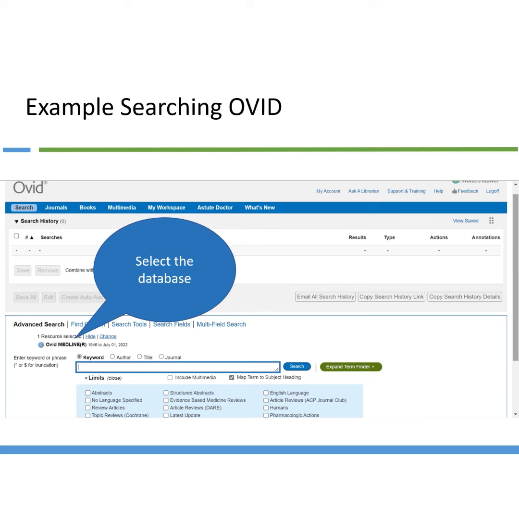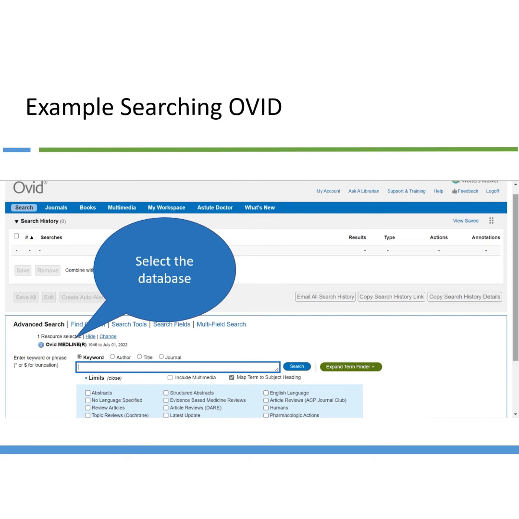First, I opened OVID. I have access to OVID, and OVID is just a website that can make it easier for you to search Medline instead of PubMed. It's not free, so you have to have a registration, usually through an institution. You cannot just, as an individual, go and register in OVID.